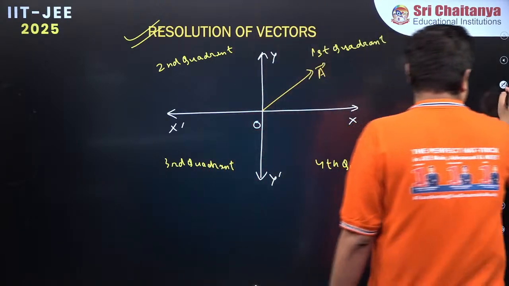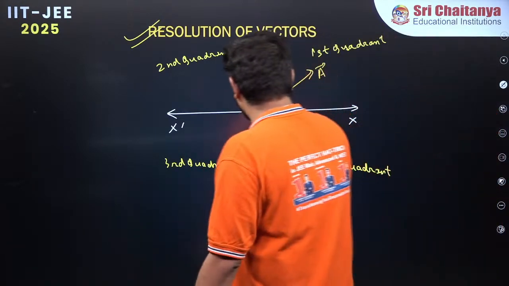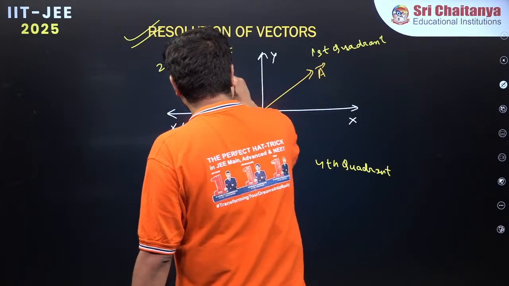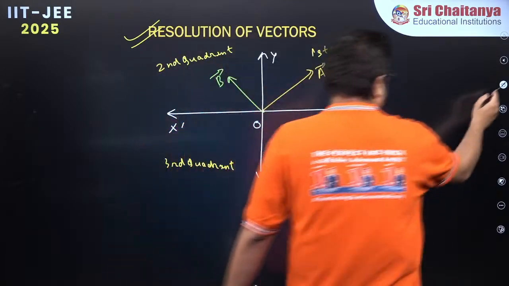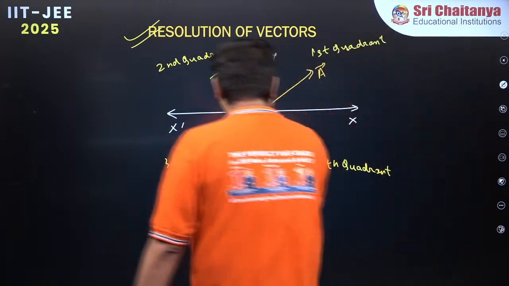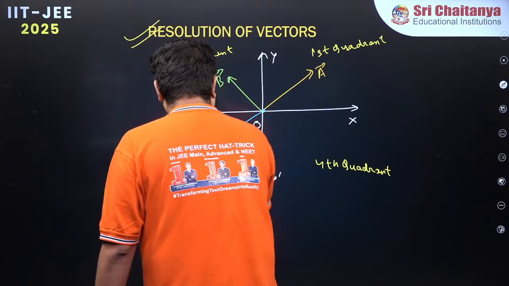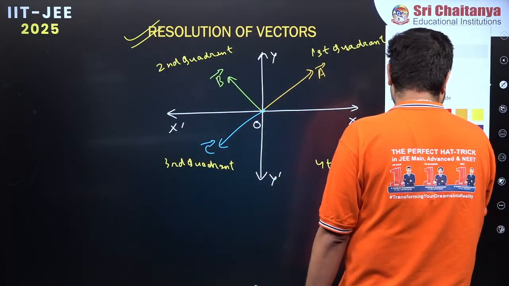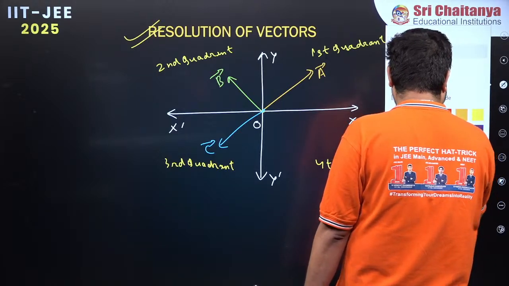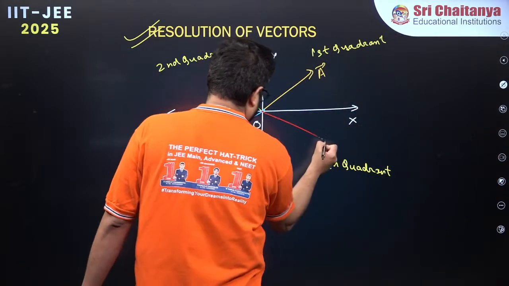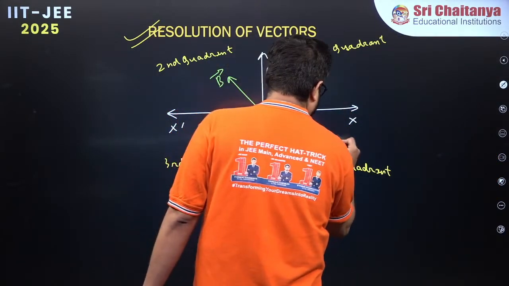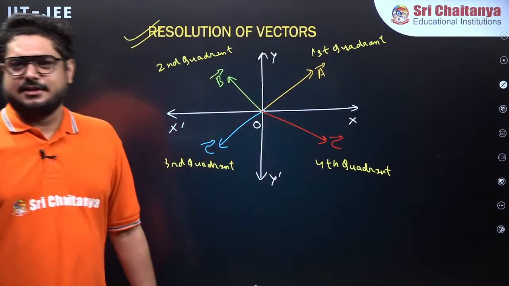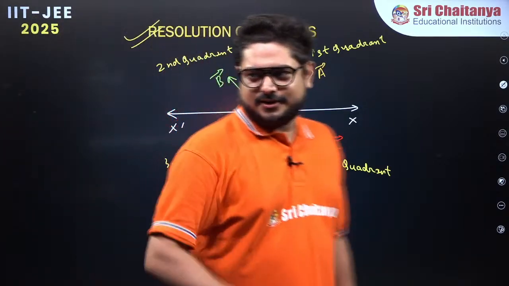Okay, let's say we are having another vector. Let's say it's B vector over here in green. Let's say we are having another vector. Let's say blue vector being mentioned in the third quadrant. And last but not the least, which color shall I choose? Let's say the red vector. That's C vector, which I have drawn in the fourth quadrant.